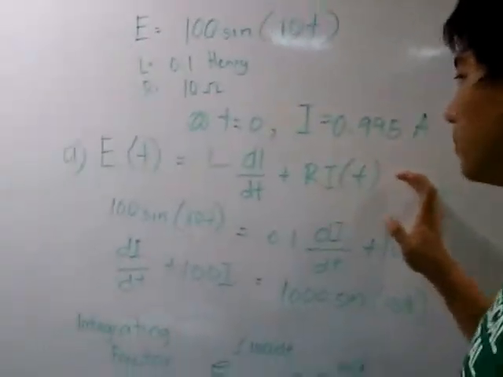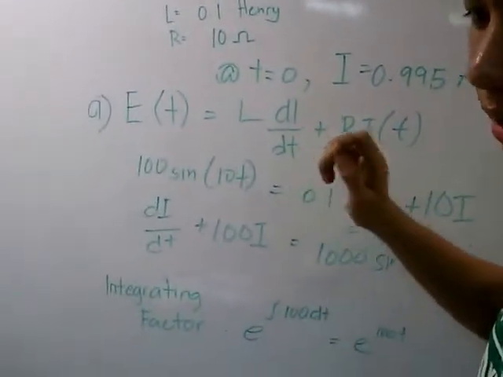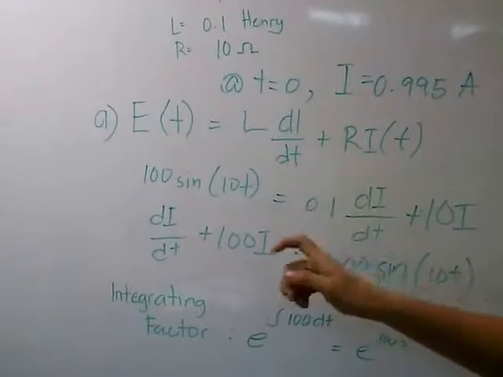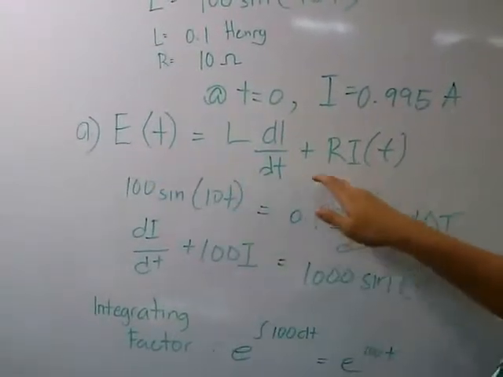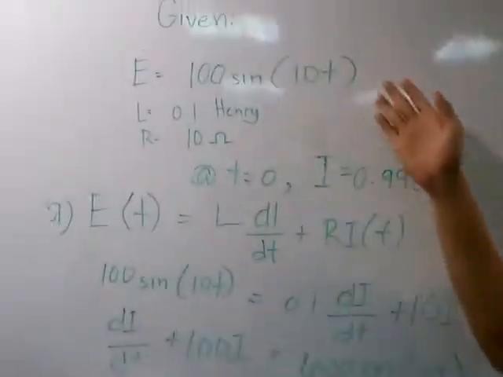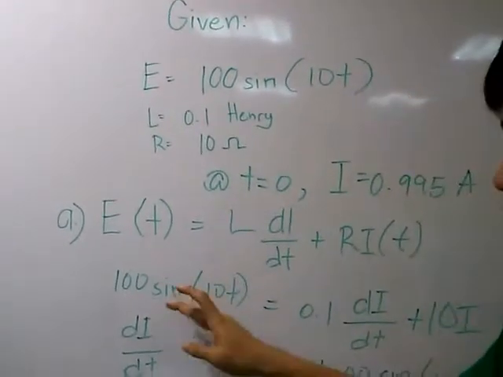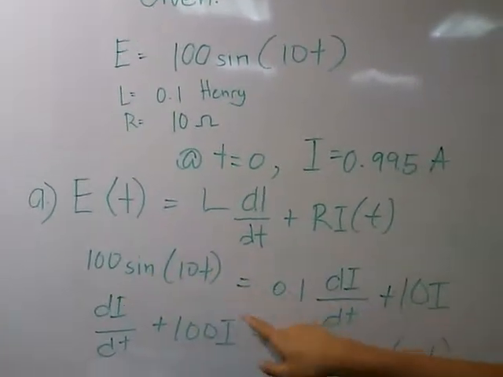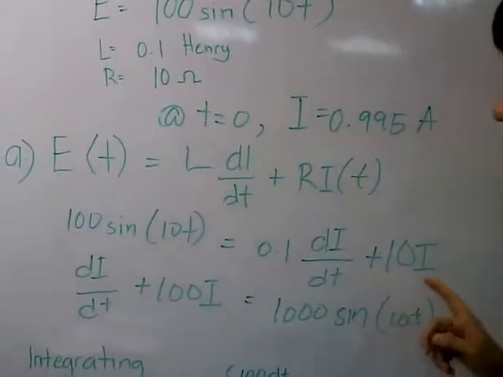Solving the problem, the first question was to get the current as a function of time. So here we have Kirchhoff's law, and we just substitute the terms from the given into Kirchhoff's law: 100 sine 10t equals 0.1 di over dt plus 10i.